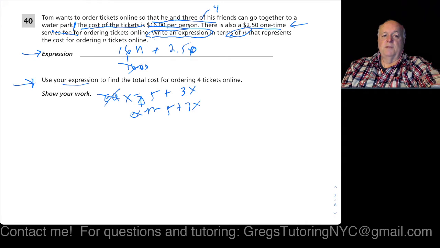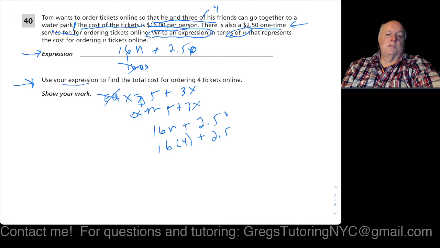So if I had 16N plus 2.50, that means we're going to get 16 times 4 plus 2.50. All of you should automatically know how to do 16 times 4. If not, you can go on the side and do it. 6 times 4 is 24. Carry the 2, 4, 5, 6. We get 64. Another way to do it is to notice that if I have 16 times 4, that 4 is the same as 2 times 2.